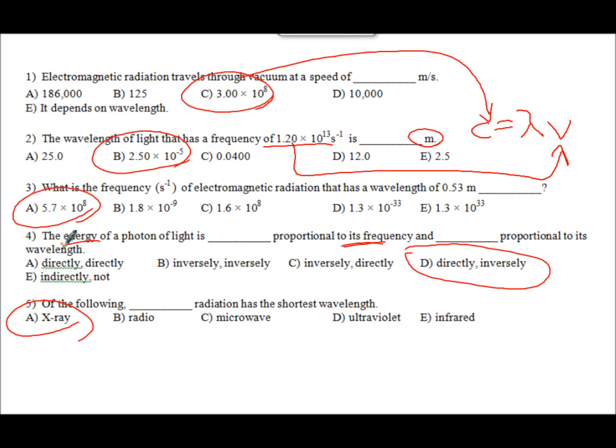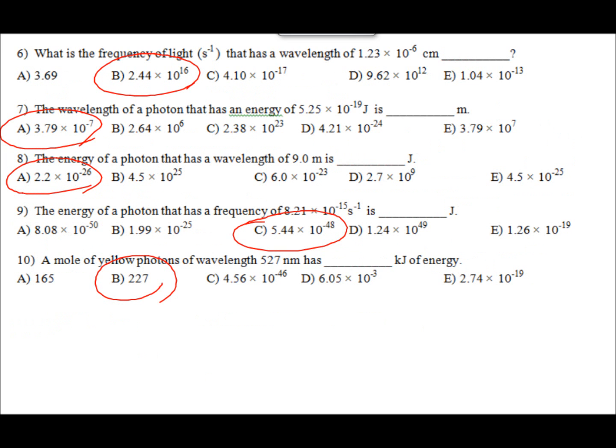5 is just a factual thing. X-rays have the shortest wavelength of those 5 listed there. Of those 5 listed there, which one has the longest wavelength? Radio would have the longest of these 5. X-ray has the shortest of these 5. Gamma would actually be shorter than X-ray, but that's not a choice here. Number 6, what is the frequency? Here's a wavelength. You would have to convert these centimeters to meters first before you could do that one.